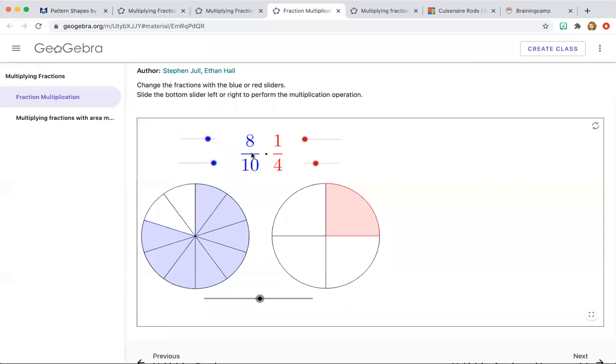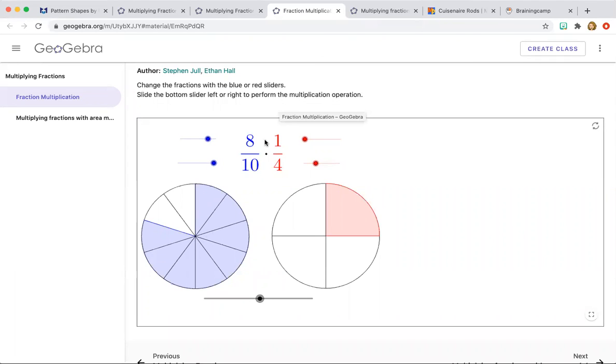So what if we had 8/10 times 1/4? Again, we can think about it as 8/10 of 1/4. So we're going to take our 1/4 piece, cut into 10 equal pieces, and we want 8 of them, or vice versa. We take our 8/10, we cut that into 4 equal pieces, and then we want only 1 of them.